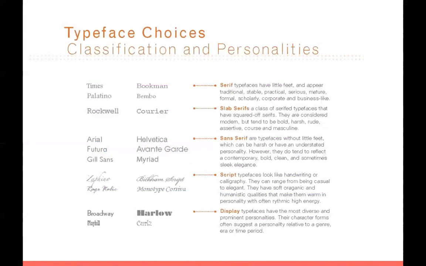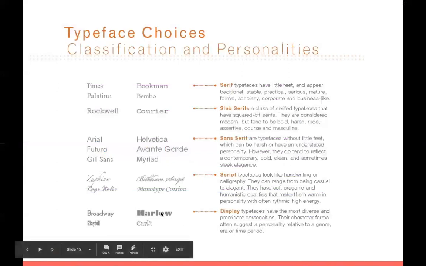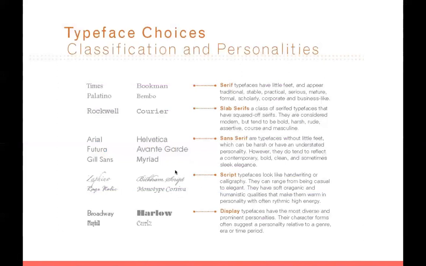Then you have your script fonts. So those kind of look like handwriting or calligraphy. They can range from being casual, which a casual one would probably be this Rage Italic or Monotype Cursiva. And then an elegant font would be your Zapfino, your Bickham. Those are two of the more elegantly drawn fonts. They have soft, organic, and humanistic qualities that make them warm in personality, often rhythmic with high energy.